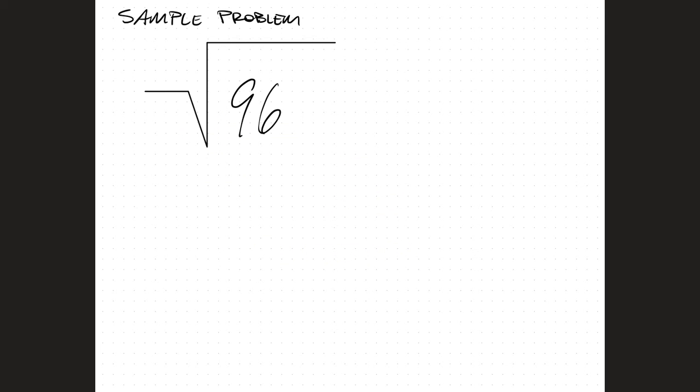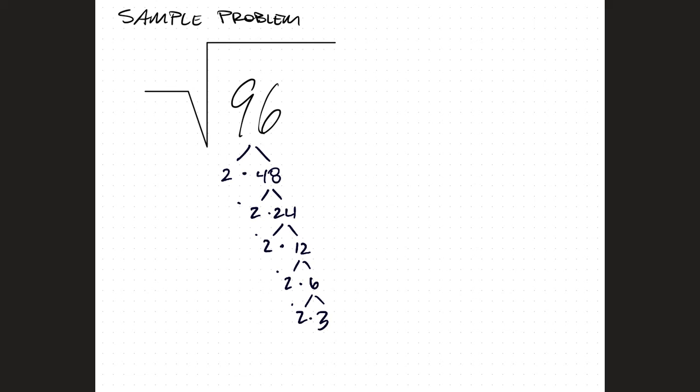So let's do 96. It's a big number, so let's get started. It's even, so 2 times 48 is a factor of 96. 48's even, so that's 2 times 24. What I mean when I say even is I know 2 is a factor of that number. So I still keep getting all these even numbers.